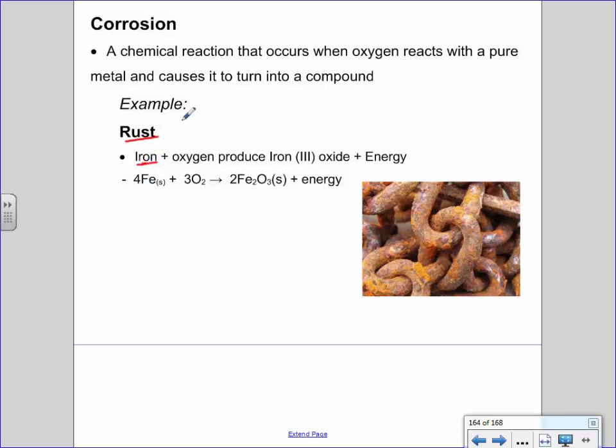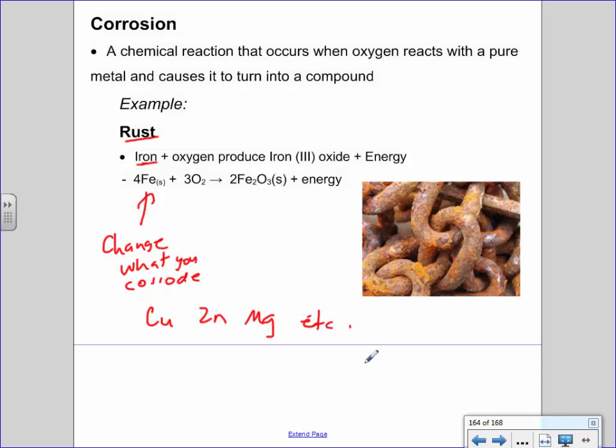It could be magnesium, it could be sodium, it could be anything. So this thing right here, again, can change. You can change what you corrode. It could be copper, it could be zinc, it could be magnesium, it could be anything. But the basic premise is still the same. Corrosion happens when you add oxygen, actually. Many metals just corrode when they're left out in the air. So as soon as we add this oxygen right here, it causes metals to corrode.